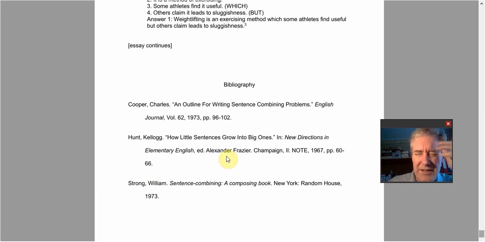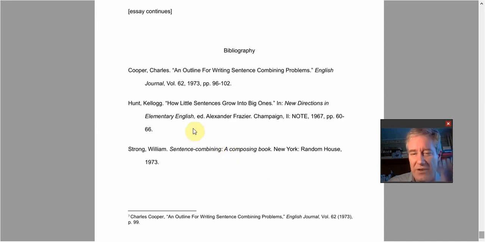You say, wow, where did that material come from, that William Strong? What was the name of that book again? You can look in the bibliography, Cooper, Hunt, Strong, you know it's going to be under S, and then sentence combining, a composing book, etc., etc.